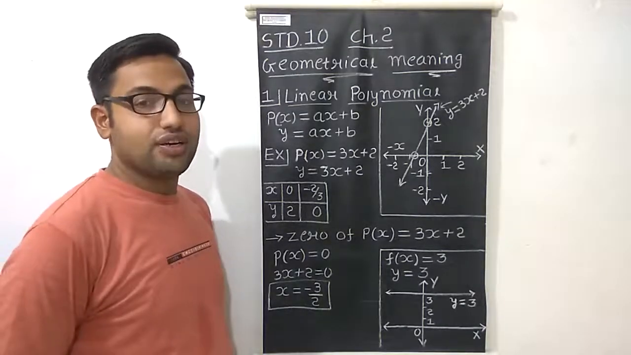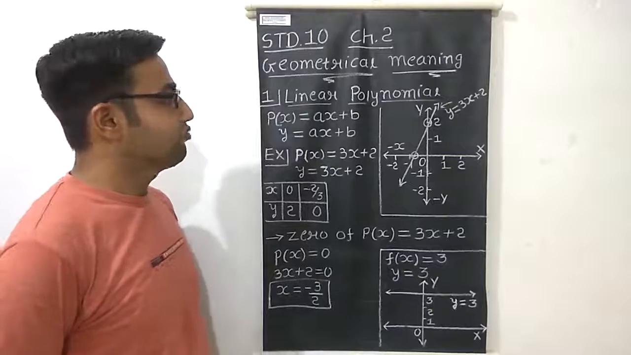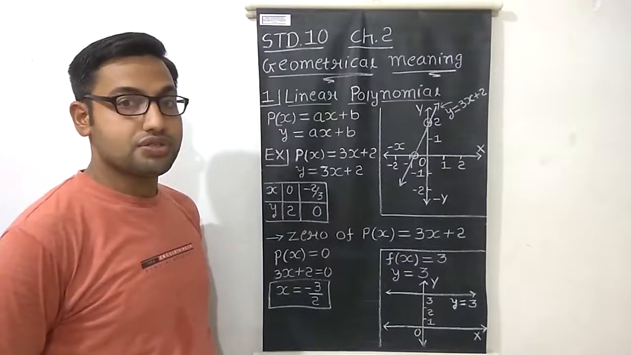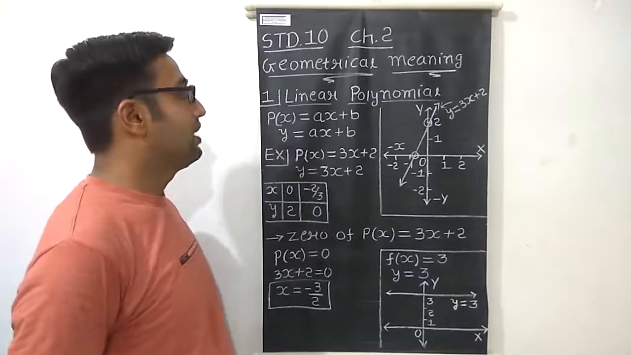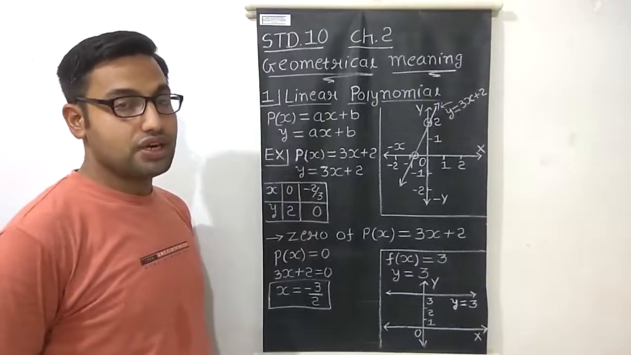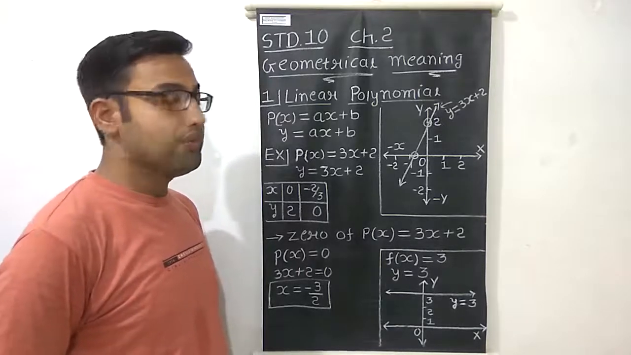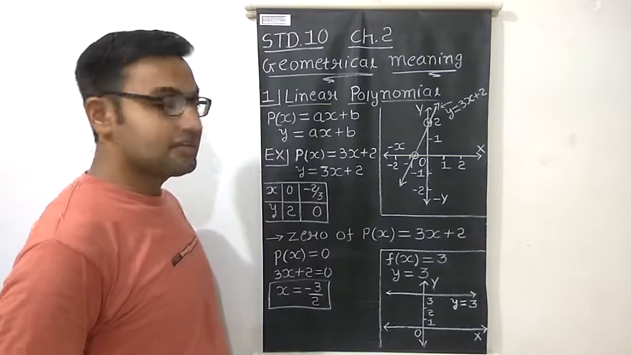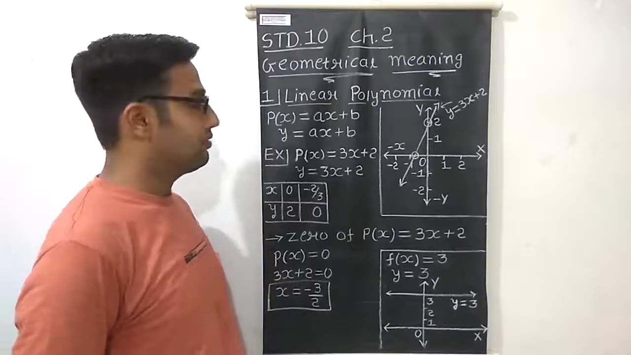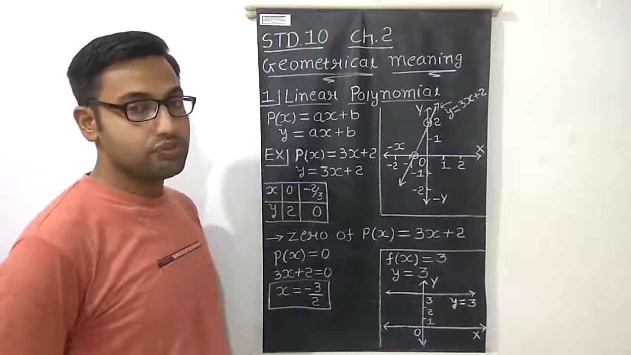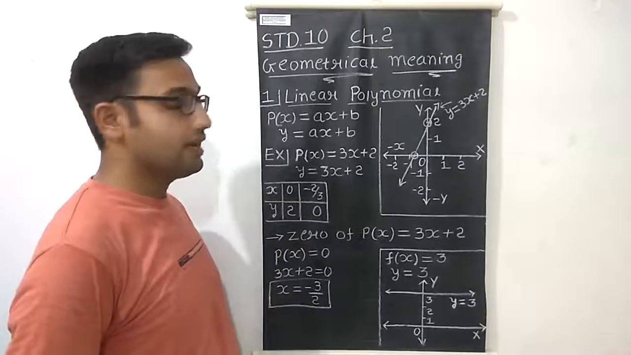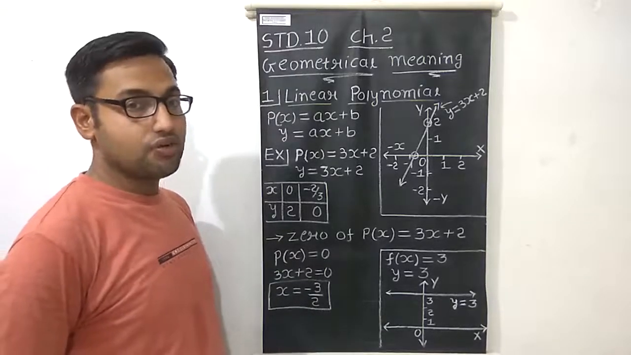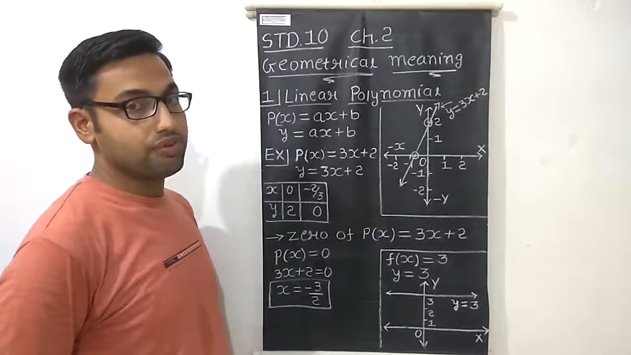Hello students, today we will study the geometrical meaning of zero of a polynomial. This is a topic of standard 10, chapter number 2, Polynomials. In last class we studied that there are basically three types of polynomial that we have to study in standard 10: linear polynomial, quadratic polynomial and cubic polynomial.